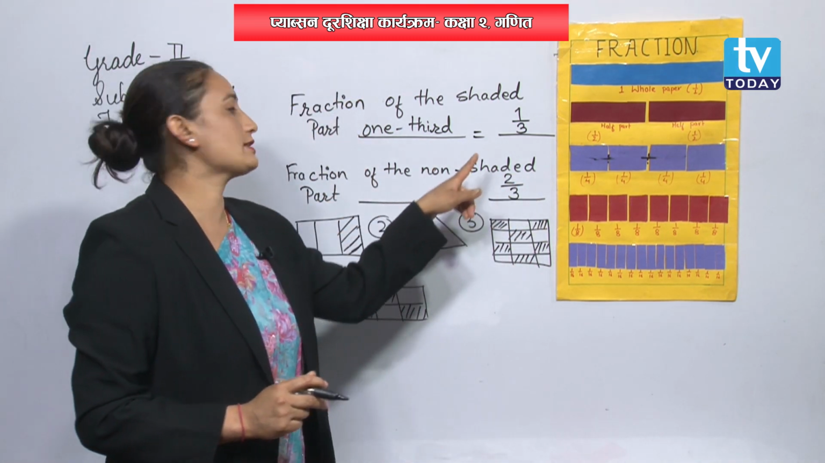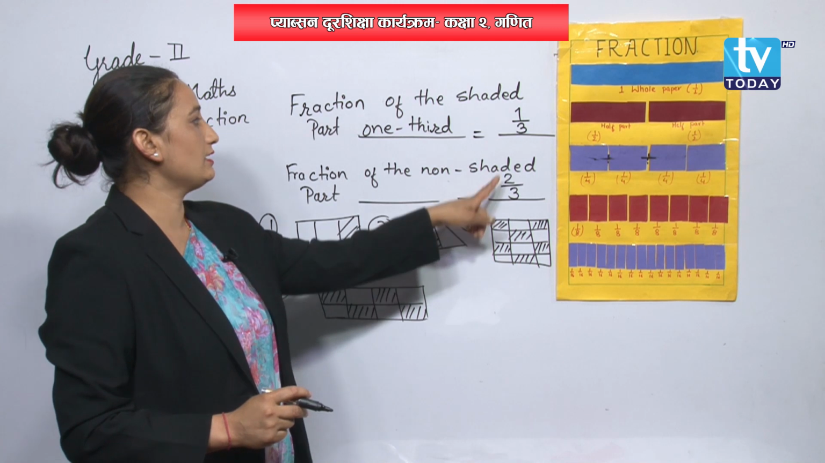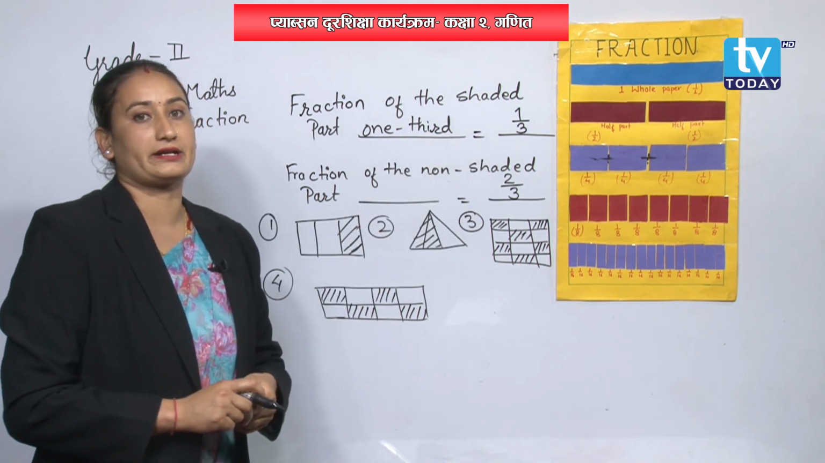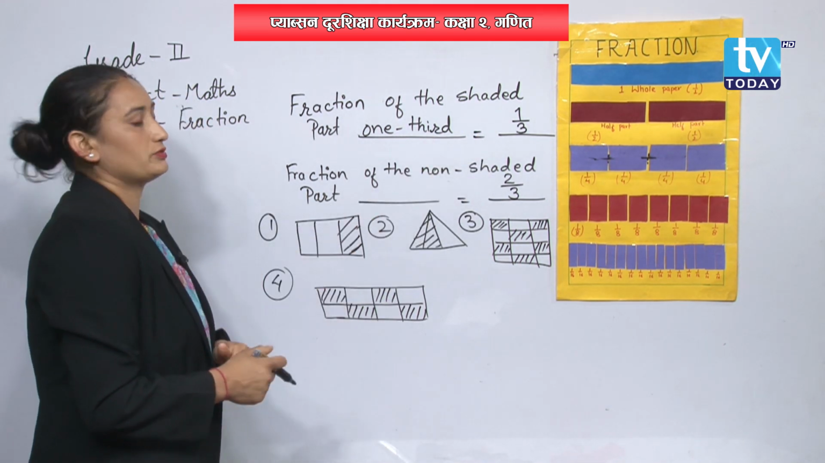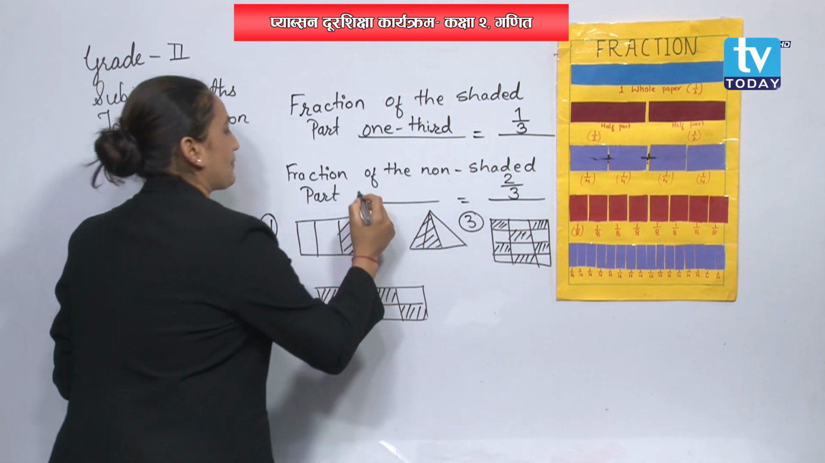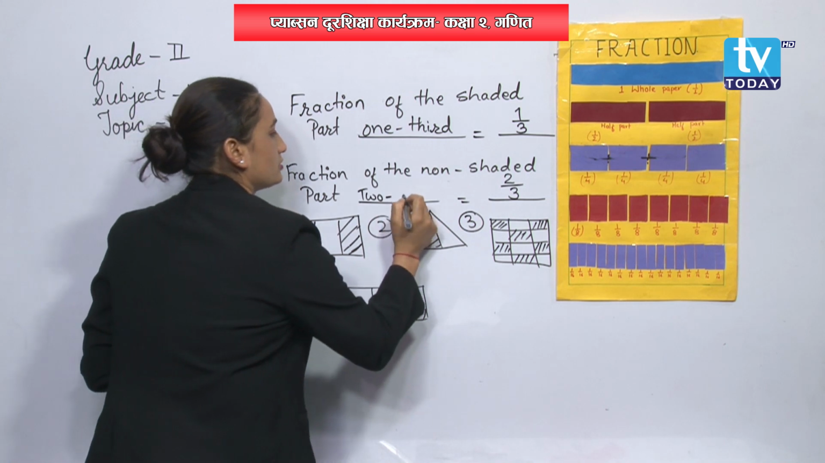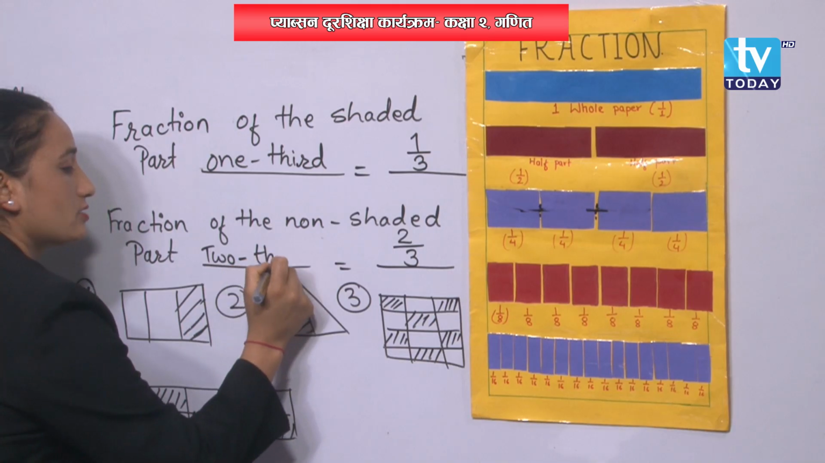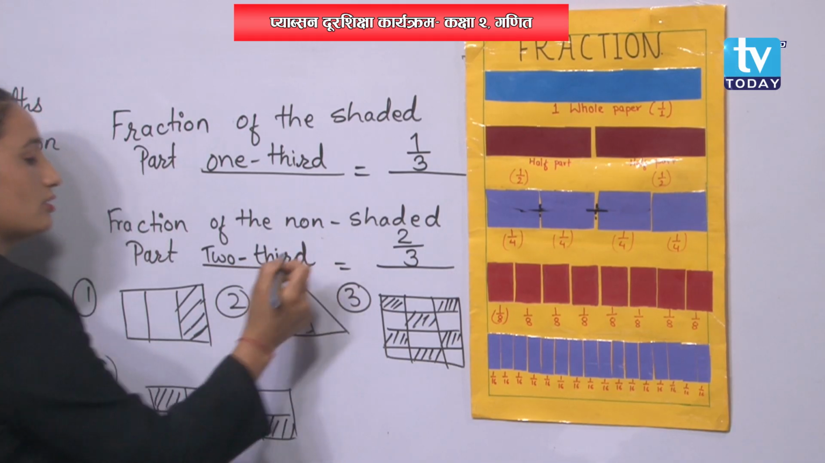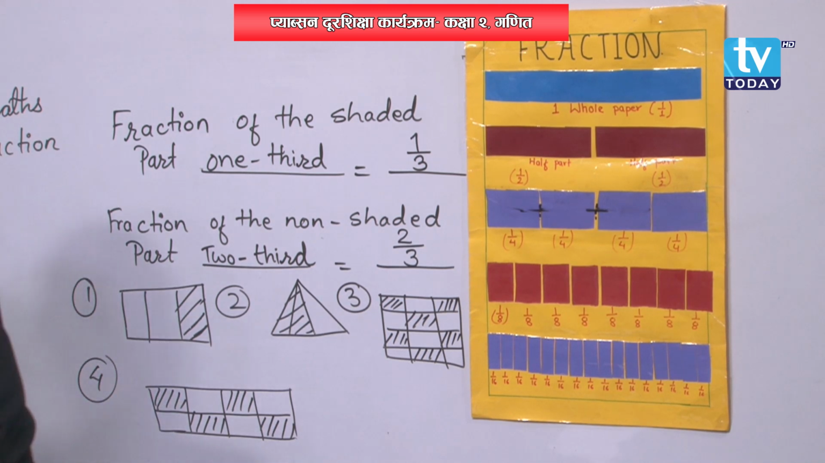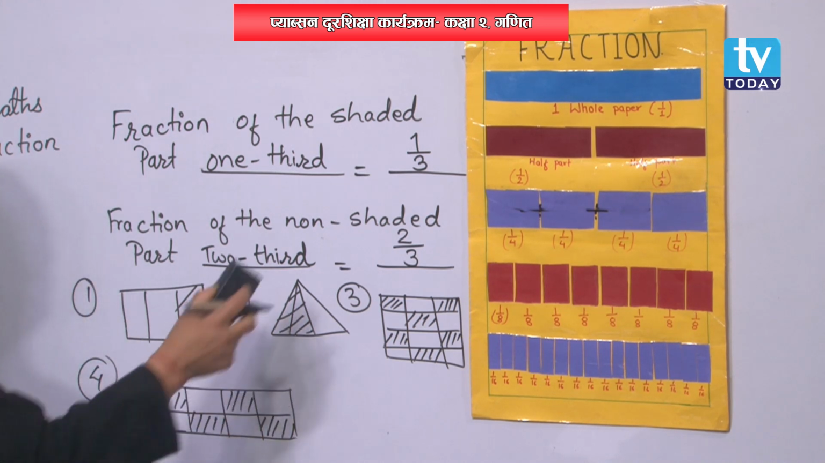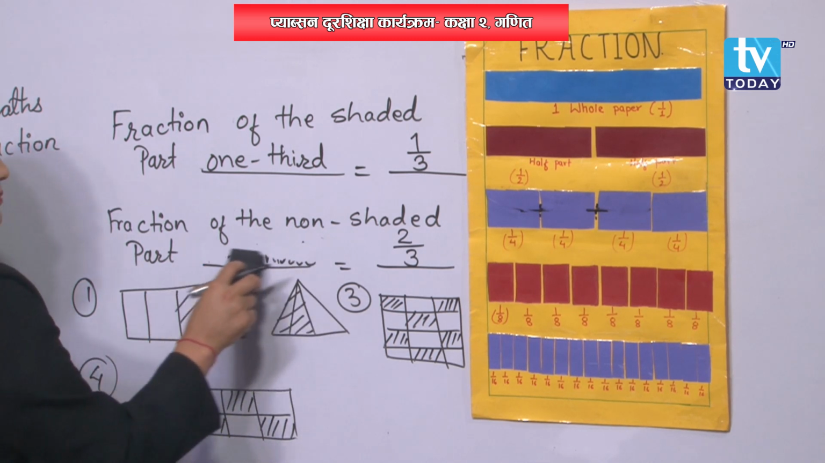This is the fraction of the non-shaded part, and that is the fraction of the shaded part, right? So 2, how to write? We have to write here 2/3. So you have to write 2/3. How many parts? 2/3 part. Okay. Same like this, have a look at picture number 2.